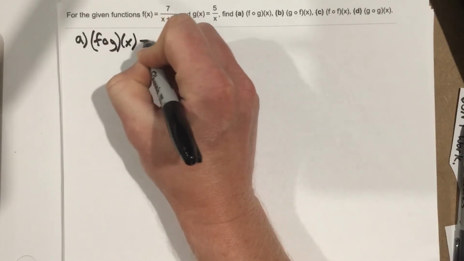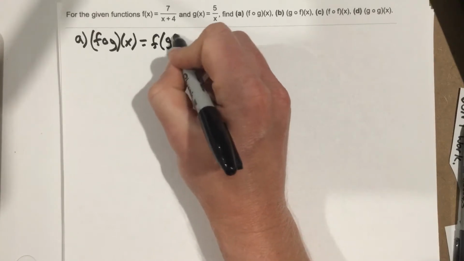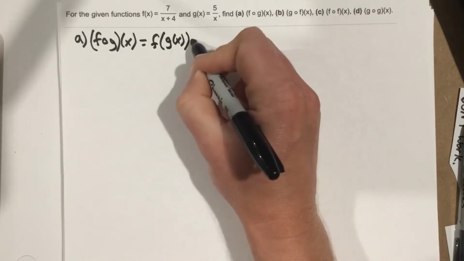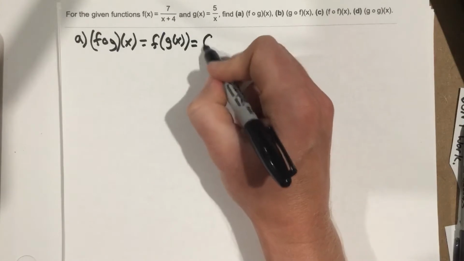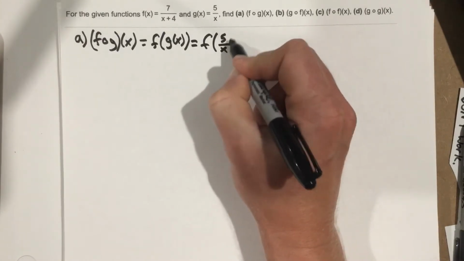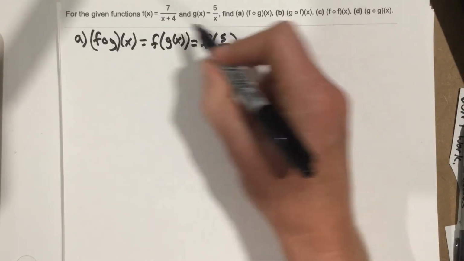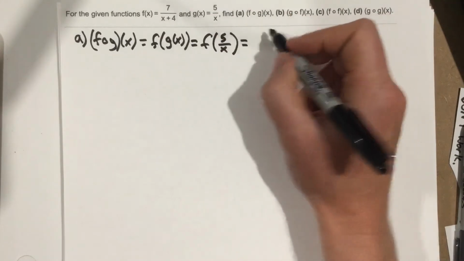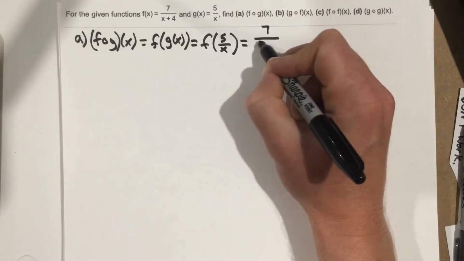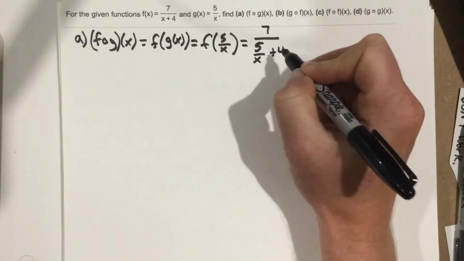of x is equal to f with an input of g of x, which equals f with an input of 5 over x, right, the g function, which is equal to, now take 5 over x, plug it in for x here, and I end up with 7 over 5 over x plus 4.